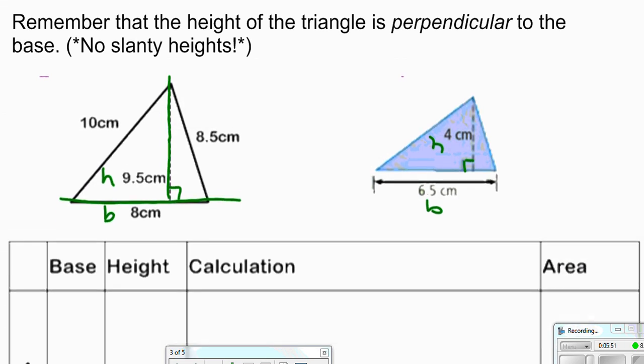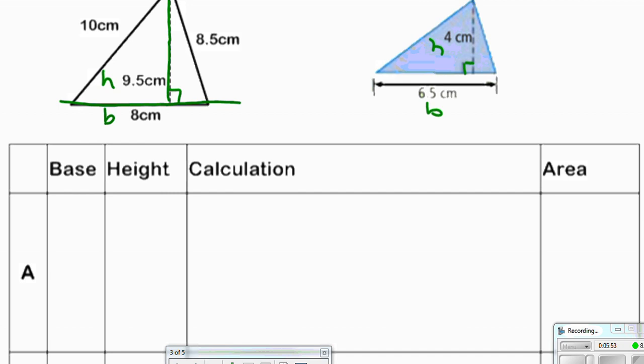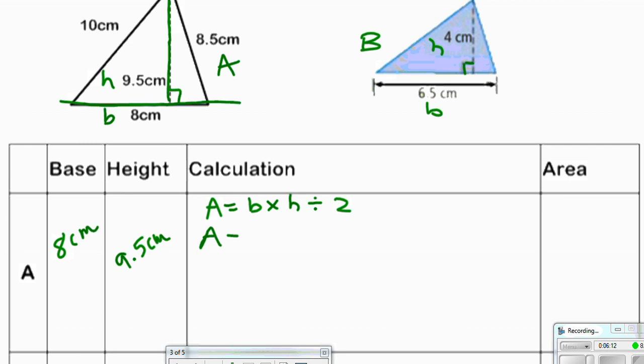And so if we were going to find the area of each, for triangle A and triangle B, triangle A's base we said is 8 centimeters. The height is 9.5 centimeters, and we go area equals base times height divided by 2. If you notice, my equal signs are lining up, my areas are lining up. This just keeps your work neat and organized.